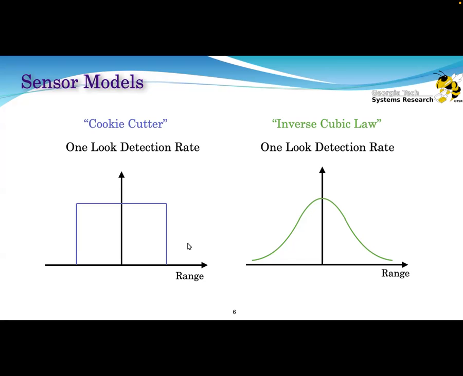And then on the right-hand side, we have what is called the inverse cube law. It's better than the cookie cutter model, saying that if you are very far away from the target, the probability of detection drops as an inverse cube of the distance. I think we have a little animal flying here, which projects its shadow onto our slides. We're talking about bio-inspired strategy, and we're coming to that. So these are the two most popular sensor models used to compare the performance of strategies.